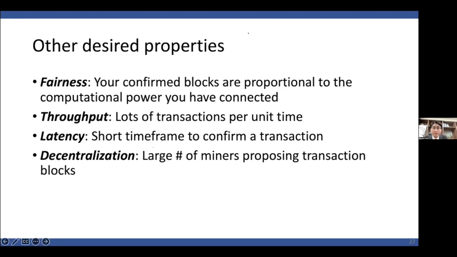Thanks for the questions. There are some other desired properties, like fairness: your confirmed blocks are proportional to the computational power you have connected, in the context of mining and proof of work, which we're going to talk about later. Throughput: lots of transactions per unit time is desired. Latency: a short time frame to confirm a transaction. This is very critical, especially for financial applications, which typically require 1 second confirmation or finalization. Anything longer than that is something people hate. And decentralization: a large number of miners proposing transaction blocks. This is also important.